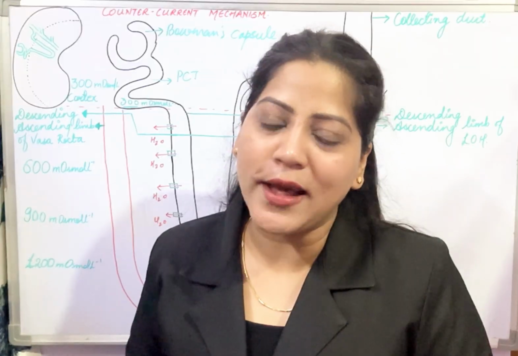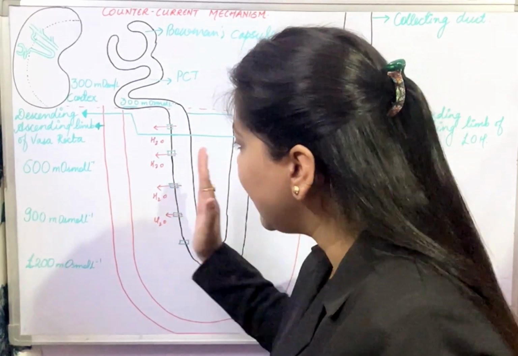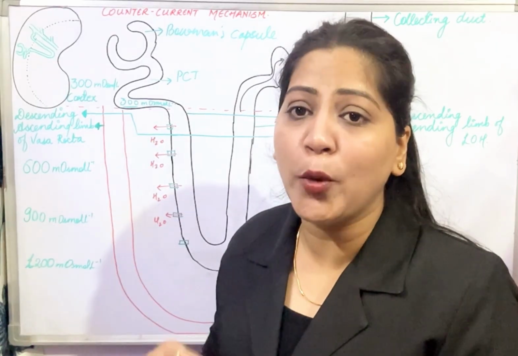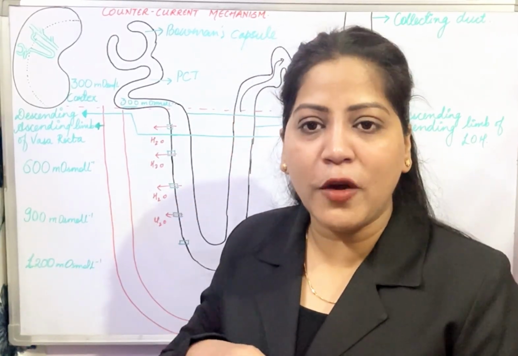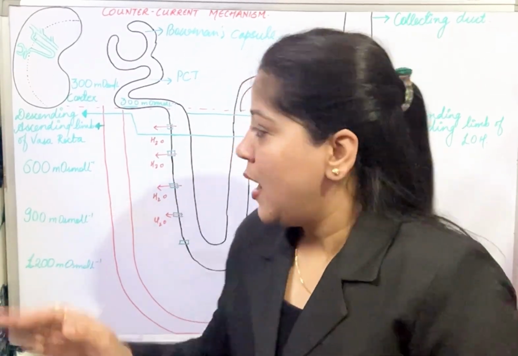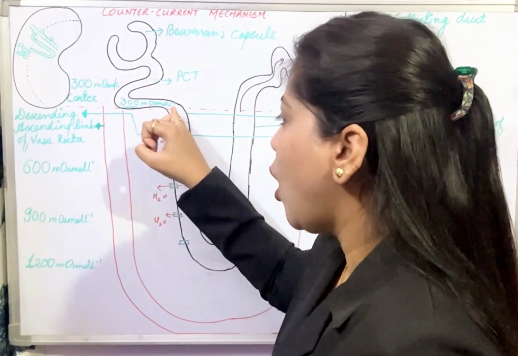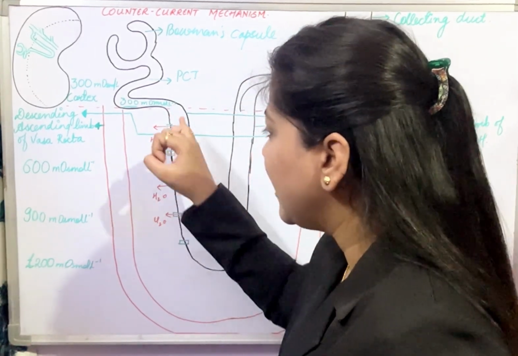What are these channels called? Aquaporins, right? So aquaporin channels are present only in the descending limb of the loop of Henle, through which water will move out from the descending limb of the loop of Henle to the interstitial fluid of the kidney.